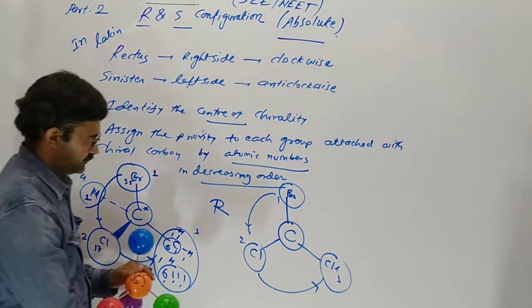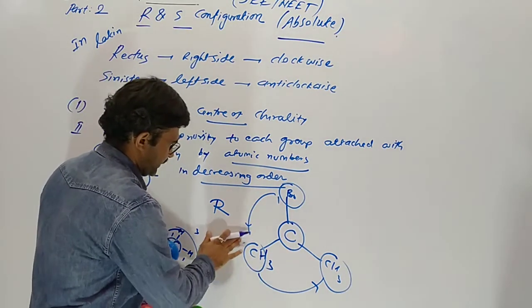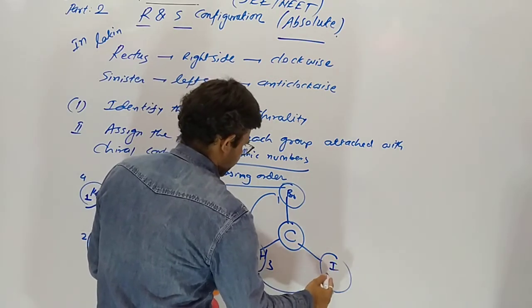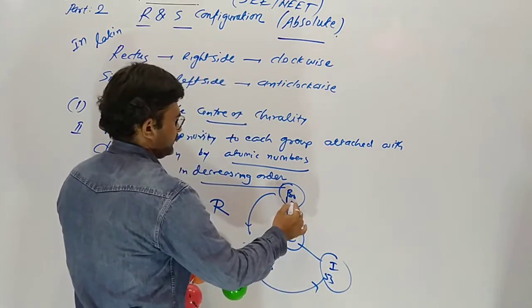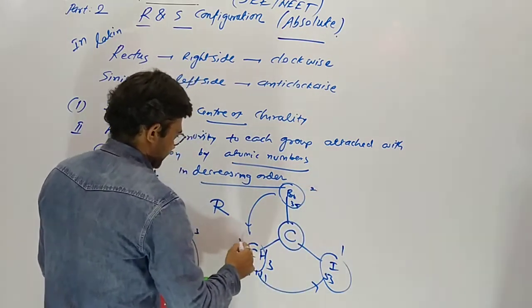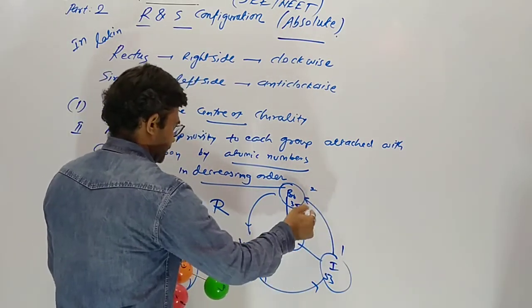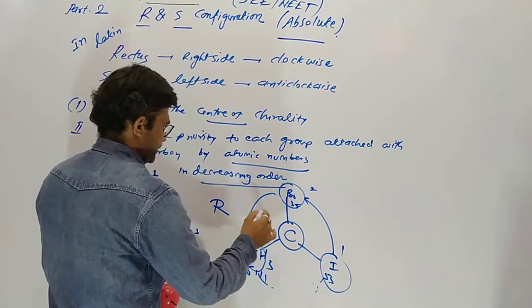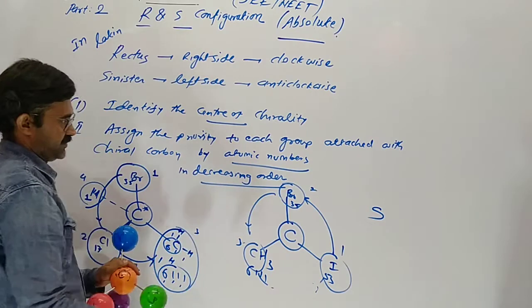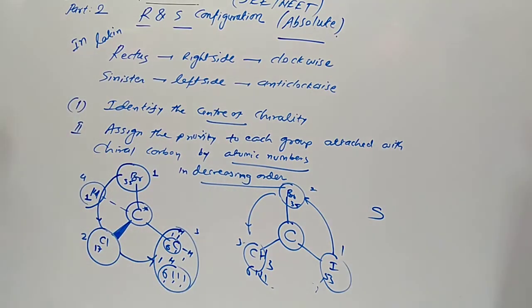If CH3 is here, then iodine is here. So 53, 35 and 6, 1. So 1, 2 and 3. This one also, 1, 2 and 3 clockwise. So anti-clockwise. So now this one is the S configuration.